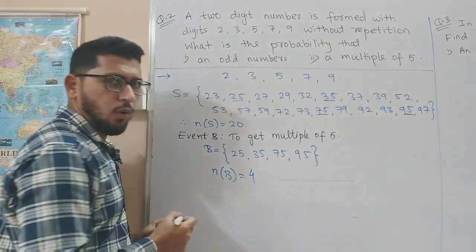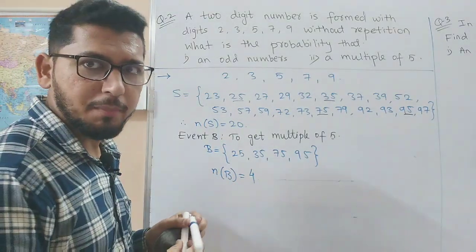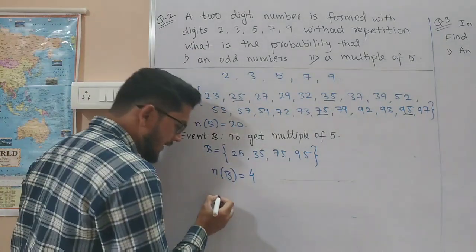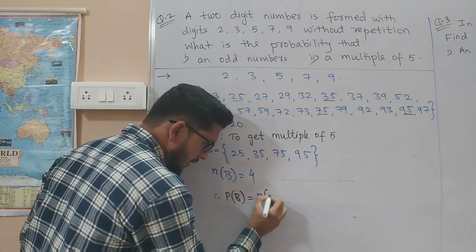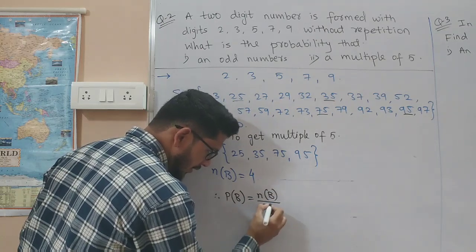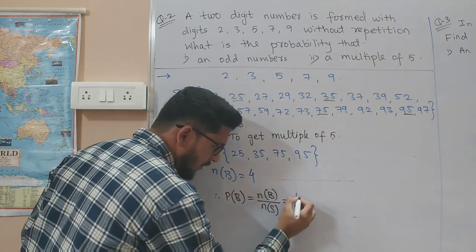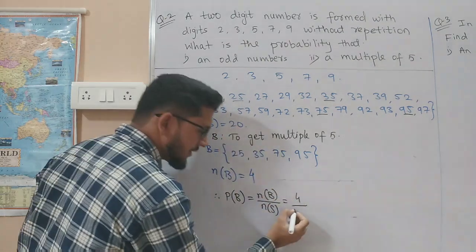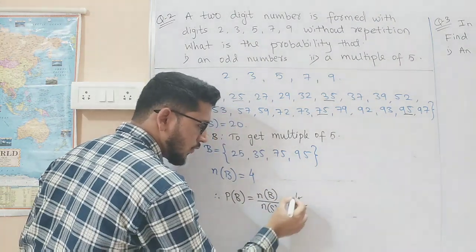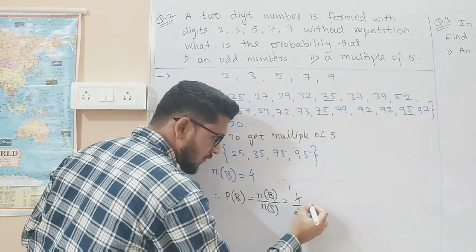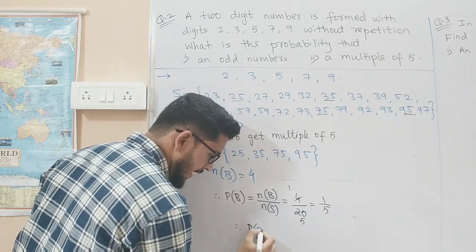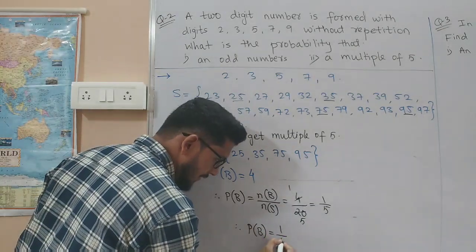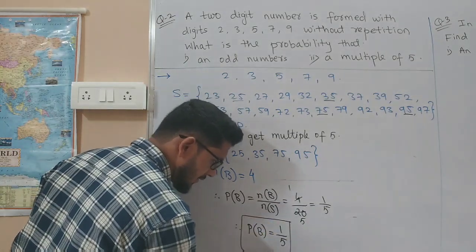If n of B is 4, then now we have to find probability. So we'll find the probability. Therefore P of B is equal to n of B upon n of S. What is n of B? It is 4. What is n of S here? 20. Divide it, 4 1s are 4, 4 5s are 20. So what will be the answer? 1 upon 5. Therefore the probability of B event is 1 upon 5. So this is the answer.